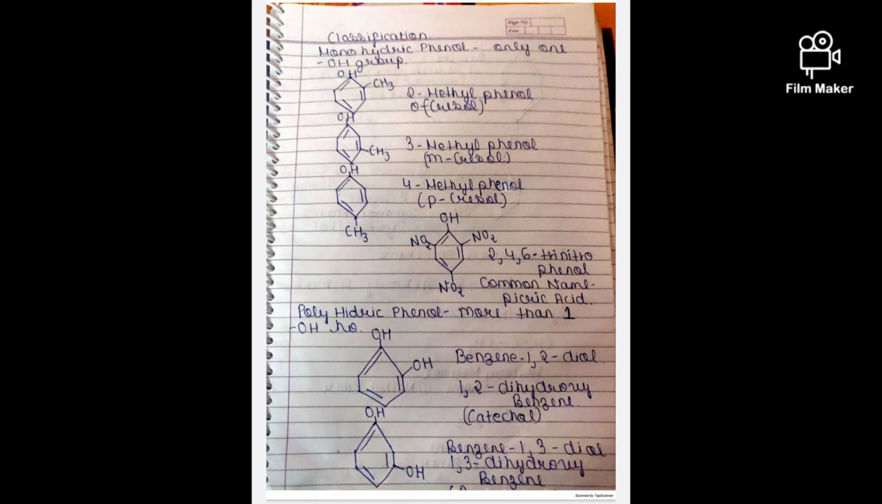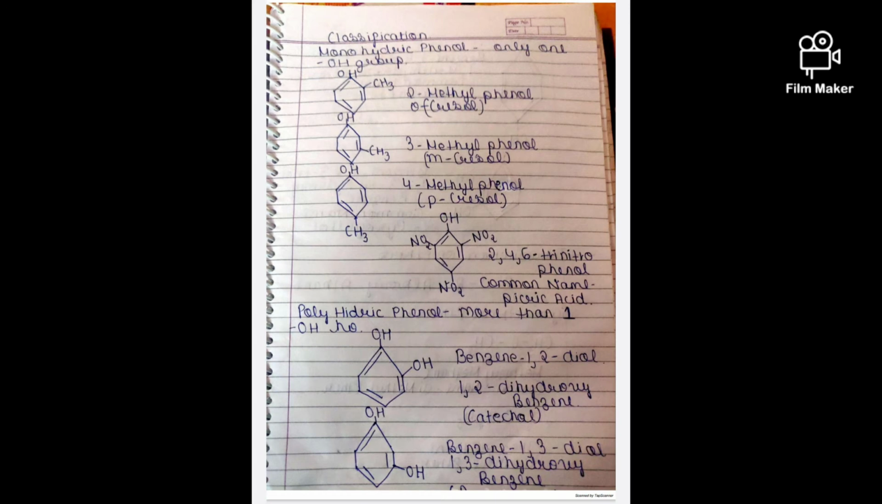Now we have polyhydric phenol. In polyhydric phenol, basically what does it mean? More than one OH group. So if there is more than one OH group, then we can say it comes under the category of dihydric and trihydric phenol. In dihydric, 2 OH groups will be there, and in trihydric, 3 OH groups.